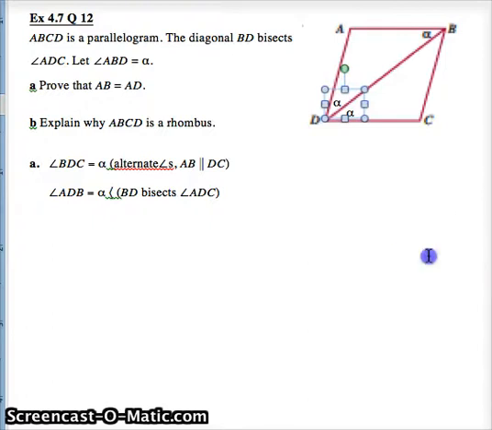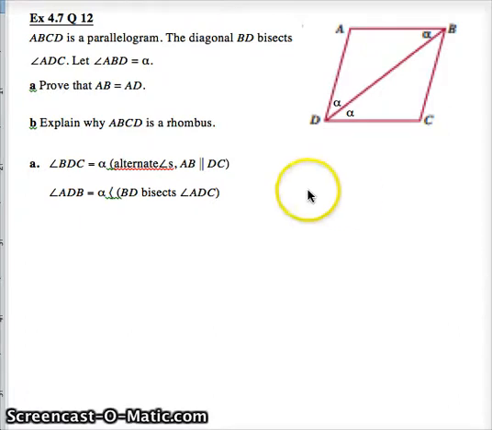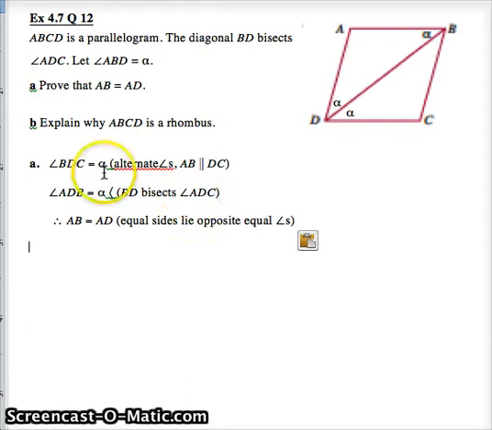Now let's look at what we've got. We've been asked to prove that AB equals AD, and as you can see in triangle ABD we have base angles equal, hence triangle ABD will be an isosceles triangle, and hence AD will equal AB because they are equal sides which lie opposite equal angles in that triangle. So we say therefore AB equals AD because equal sides lie opposite equal angles. Now I've just marked in those equal sides on the diagram, so AB equals AD.